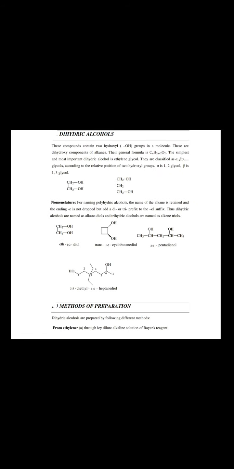Next lectures are chemical reactions of 1,2-diols. Okay, so the methods of preparation are with O2 in the presence of Ag, with HOCl followed by hydrolysis, from 1,2-dibromoethane, and dilute KMnO4 or Baeyer's reagent.